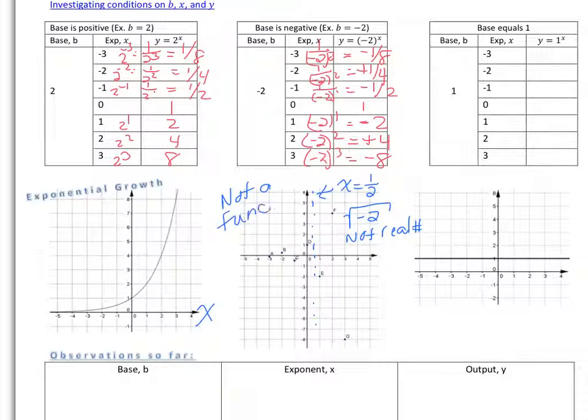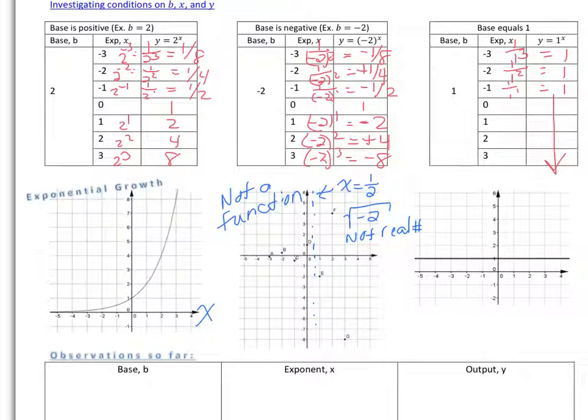And it's actually really quite strange. And finally, let's look at the base equal to 1. Well, if I have a base of 1, then I have this -3 here being 1 over 1 cubed, which is going to be 1 over 1, or 1. I've got 1 over 1 squared, which is also 1 over 1, or 1, and so on and so forth. So hopefully you see that no matter what we do, we're going to end up with an output of 1.